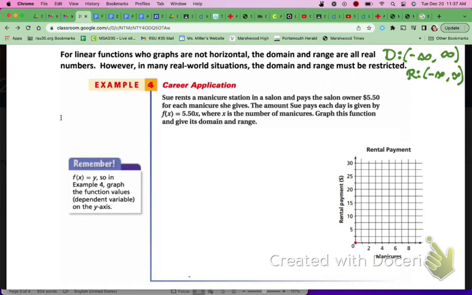So in many real-world situations, the domain and range might be restricted, right? We talked about how things might just happen in quadrant 1 because it's positive, positive.